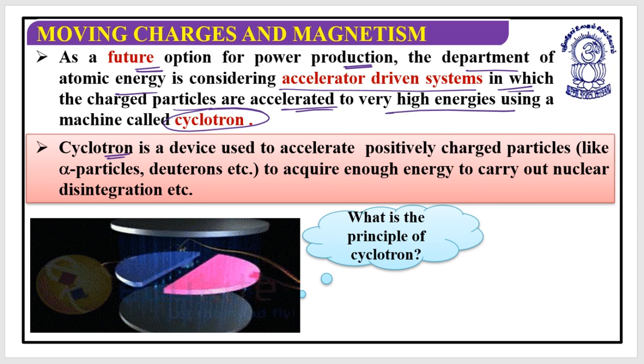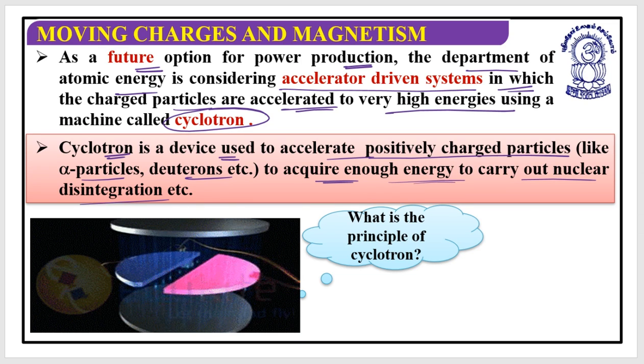So what we understand is that the cyclotron is a device which is used to accelerate positively charged particles like alpha particles or deuterons to acquire enough energy to carry out nuclear disintegration, etc. How does it work? So look at this.